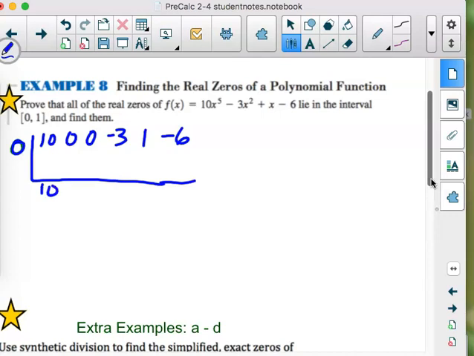Why don't you go ahead and do your synthetic, and I'll do mine, and we'll meet up at the end here.